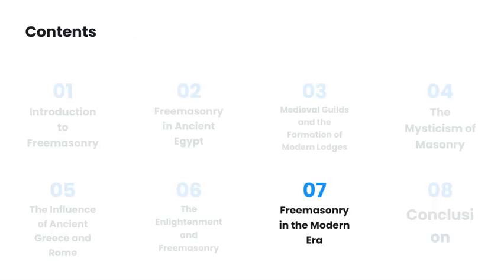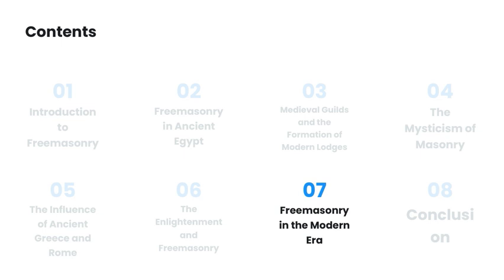Let's take a quick look at our contents for today's presentation. We'll start with an introduction to Freemasonry, exploring its origins and core principles. Then, we'll delve into its fascinating connection to ancient Egypt, highlighting how its symbols and ideas may have roots there. Moving forward, we'll examine the influence of ancient Greece and Rome, which helped shape many of Masonry's philosophies and structures. Next, we'll look at medieval guilds and how they laid the groundwork for modern Masonic lodges, emphasizing the evolution from craft associations to organized societies.